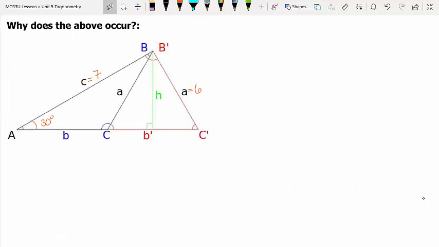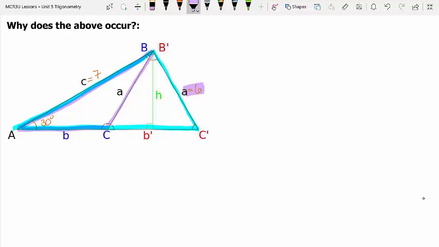Let's look into the specifics and the math behind why this can occur, why we can take that one side length, if it's shorter than the other one, and swing it to form a second triangle. If you have your original triangle from above, it has an interior angle of 30 degrees and two side lengths of 7 and 6. We're arguing that you can take that side length of 6, this one here, and swing it back here to form a second triangle.